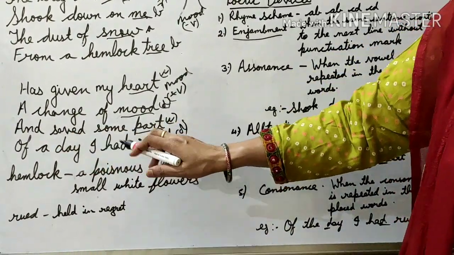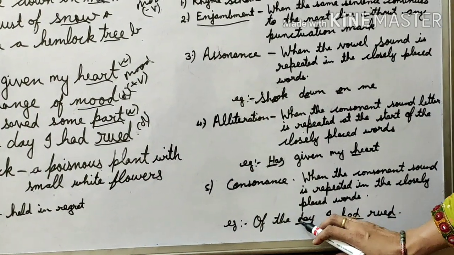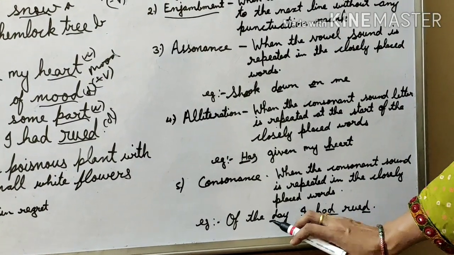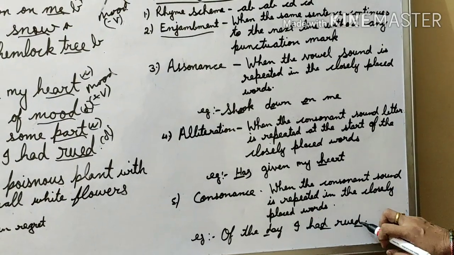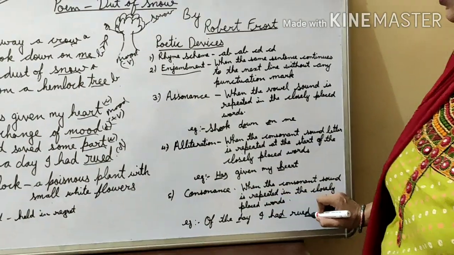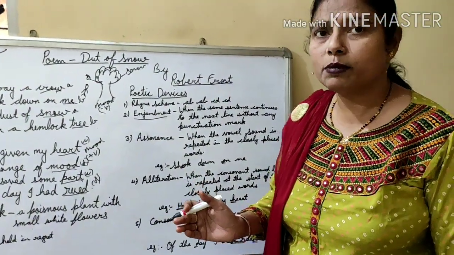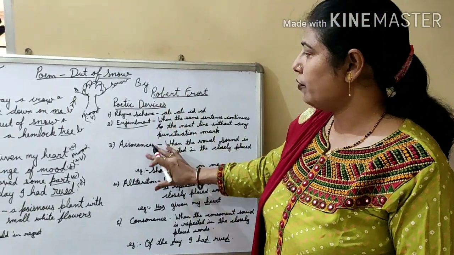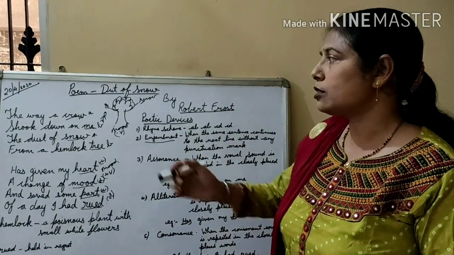In the last line you can see "of the day I had rued". Means day, D; I had, D; and rued. Can you see? Here it is in the beginning. Here it is in the end. Here it is in the end. So it does not matter where the consonant sound is placed. So in closely placed words, when the consonant sound is repeated, it is known as consonance. So here I have written in total the five poetic devices based on this poem.